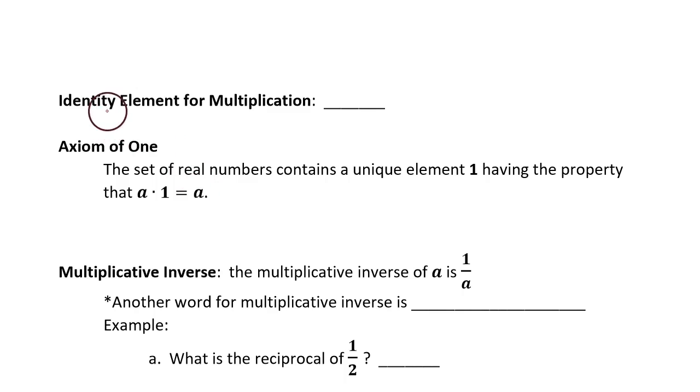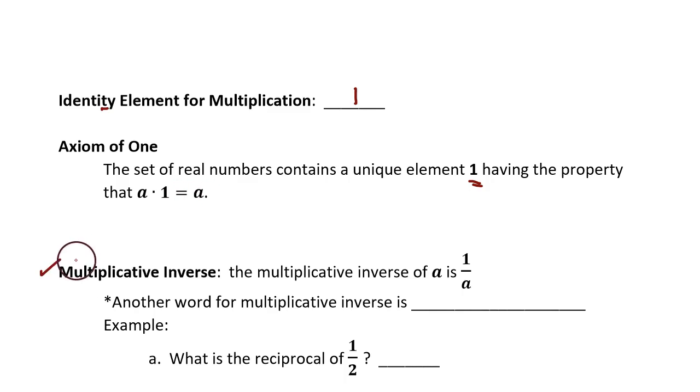Next, let's discuss what real number is called the identity element for multiplication. What number can you multiply something by and get an answer identical to what you start with? That number is 1. 1 is called the identity element for multiplying. Next, the axiom of 1. The set of real numbers contains a unique number, 1, having the property that any number times 1 is equal to that same number.